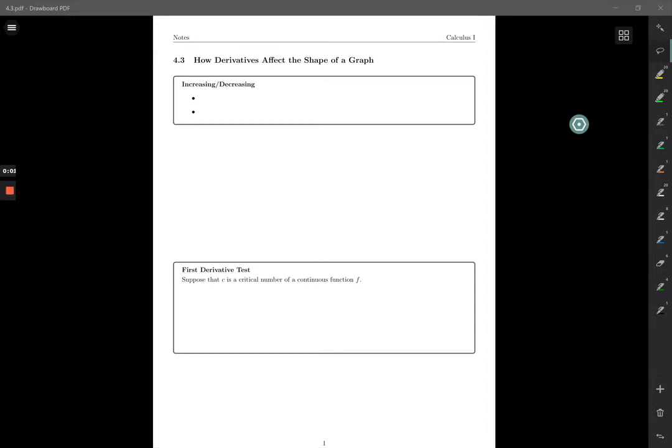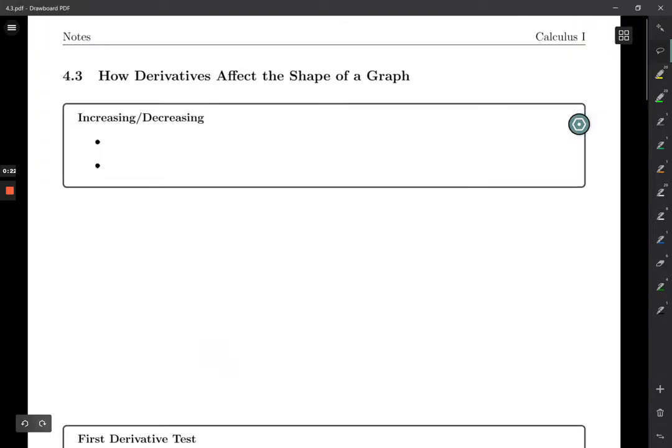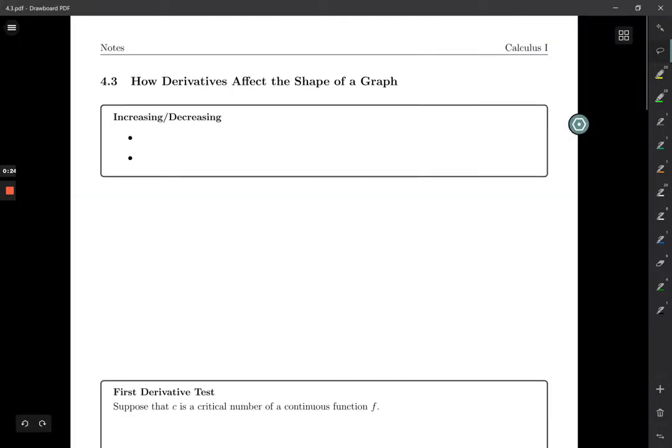Okay, so in this section we are talking about derivatives and what kinds of things we can conclude about a function, or in particular the graph of a function, if we know things about the derivative. And so the first thing is something that we already know. It has to do with whether a function is increasing or decreasing.